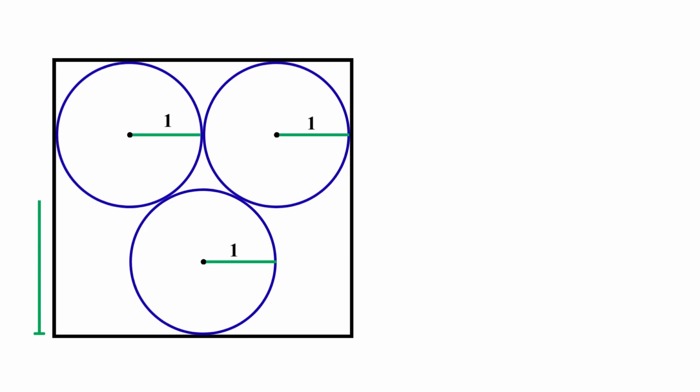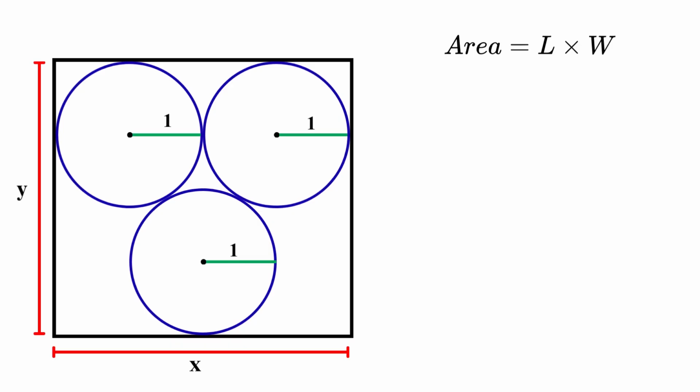Consider the length of the rectangle is x units, and the width of the rectangle is y units. We know that the area of a rectangle is length times width, so area equals x times y. We don't know what the length and the width are, but don't worry, we are going to find them using tricks. Look, each circle has a radius of 1 unit.